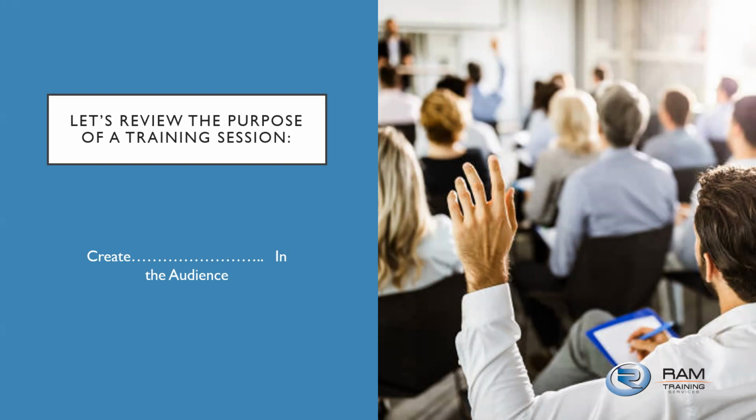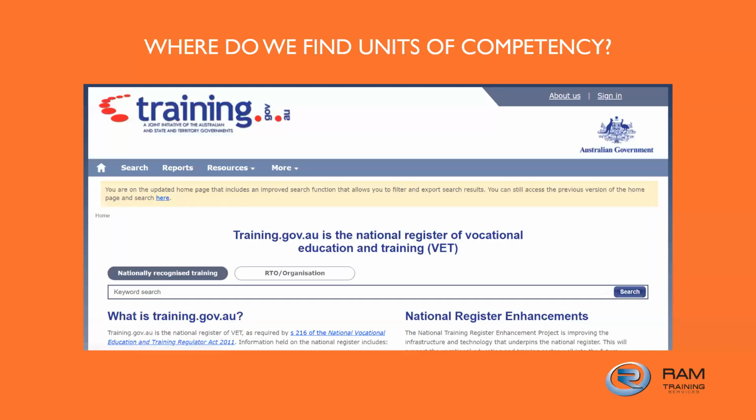All right. Now, as we've established that foundational principle, let's jump into where do we actually find the units of competency? Well, as we talked about in the design lecture series, there's a website called training.gov.au. On that website you can find all the units of competency in the VET sector that are going to be relevant to your industry, your qualification that you may be teaching and delivering and even assessing as well. All right.